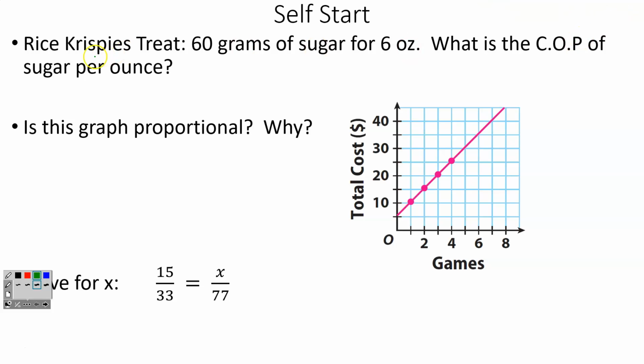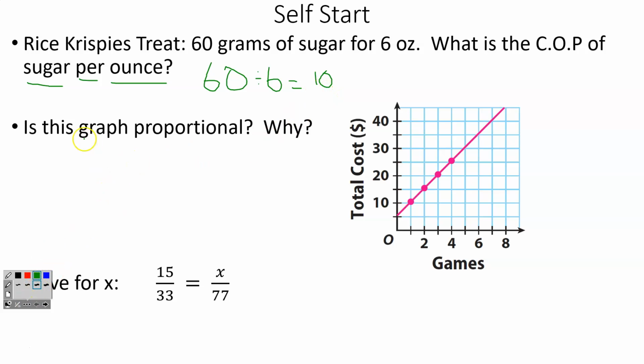So I'm looking for sugar per ounce. So the sugar is going to go first. So I'm going to do 60. The word per means to divide. Ounce was 6. So when I do 60 divided by 6, my answer is 10. So my COP is 10, or you could say 10 grams of sugar per ounce.